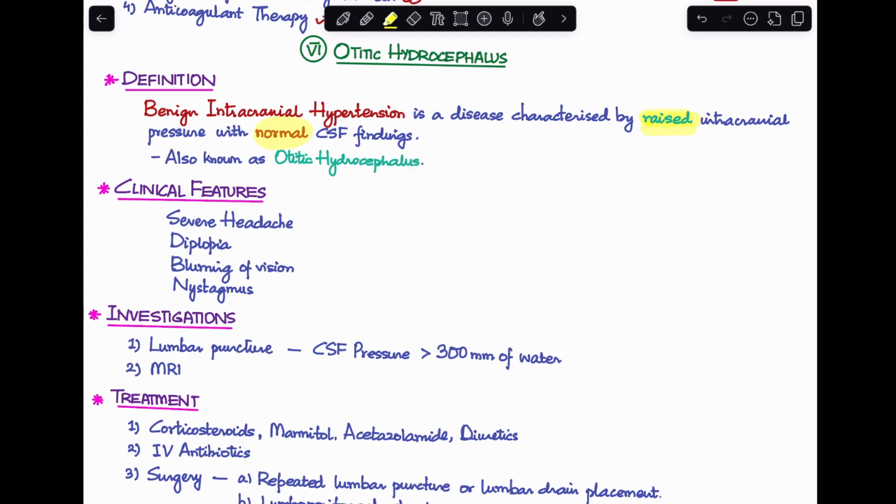So the patient will present to you with a case of severe headache, diplopia, blurring of vision, and nystagmus. When we perform a lumbar puncture, we'll see that the CSF pressure exceeds 300 millimeters of water. So what is the normal CSF pressure over here? The normal pressure is 70 to 120 mm of water. Other than this, we can also perform an MRI.